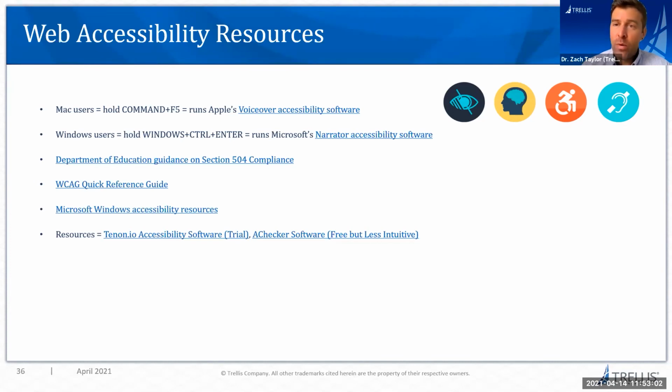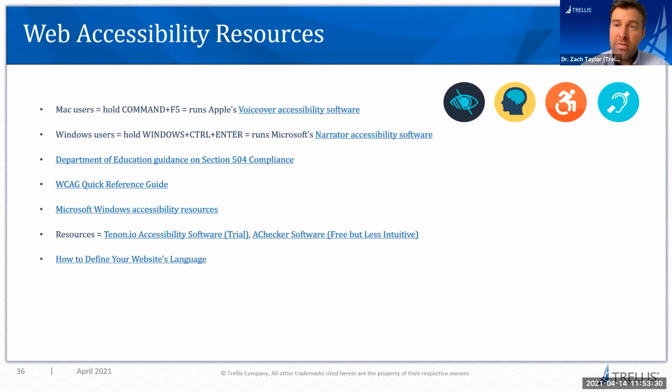I use Tenon quite a bit, tenon.io, but you can also use AChecker. It's a Canadian website, and the Canadians have built a crazy, robust website that checks ADA compliance of any hyperlink. It's plug and chug. You copy and paste the hyperlink. You can also copy and paste a PDF or upload a file, and it'll check it. It's a little bit less intuitive. It's a little bit more of a learning curve to understand the outputs, but it is free.